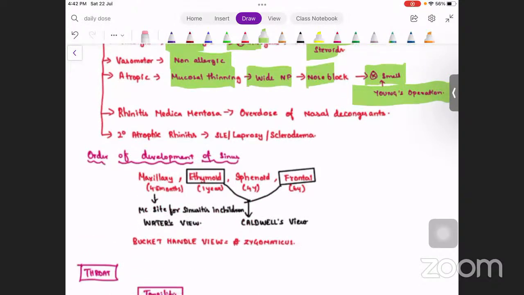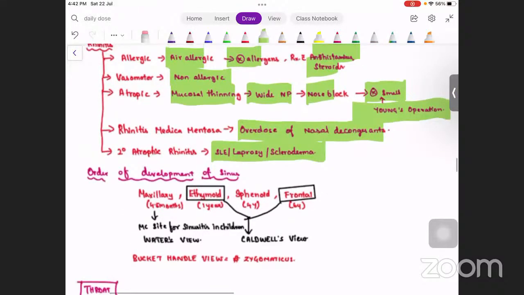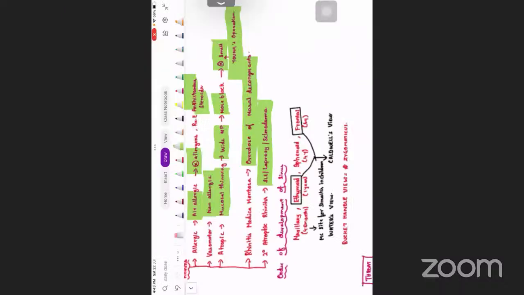Apart from that, you have rhinitis medicamentosa, where overuse of nasal decongestant could result in rhinitis. And secondary atrophic rhinitis is due to systemic diseases such as SLE, leprosy or scleroderma. So, five types of rhinitis, people: allergic, treated with antihistamines and steroids; vasomotor, non-allergic; atrophic, with mucosal thinning, wide nasal cavity, nose block and loss of smell, where the operation is Young's operation; rhinitis medicamentosa, overuse of nasal decongestant; and secondary atrophic rhinitis due to systemic diseases like SLE, leprosy and scleroderma.